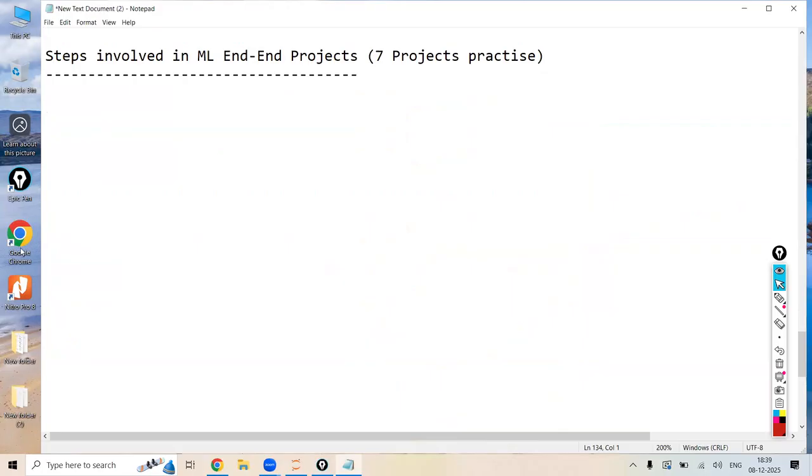Okay. Now coming to the steps involved in the ML end-to-end projects. What are the ML end-to-end projects?